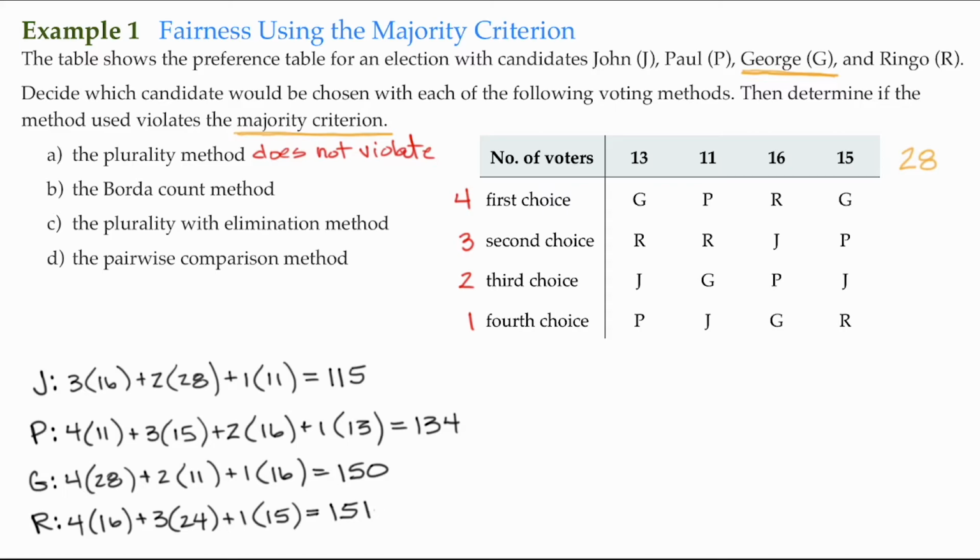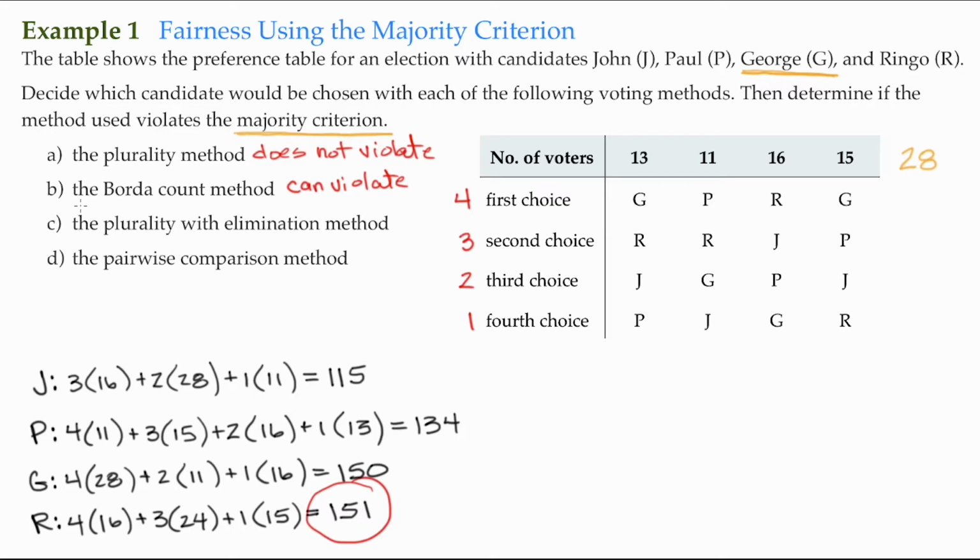So look at that. According to the Borda count method, Ringo would win the election. So since the Borda count method produces a different winner than the majority, then we can say that the Borda count method can violate the majority criterion. Now, that doesn't mean that every time the Borda count method will. It just means that it can. And in this case, it actually did.